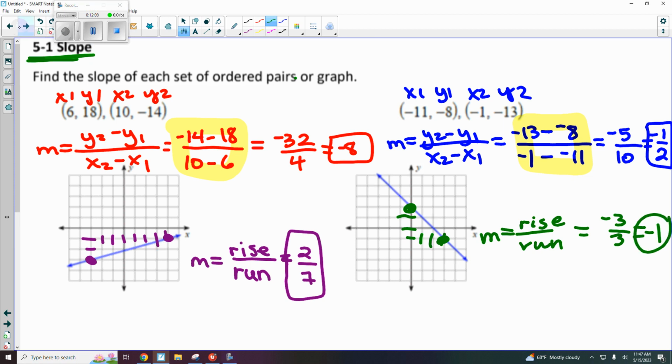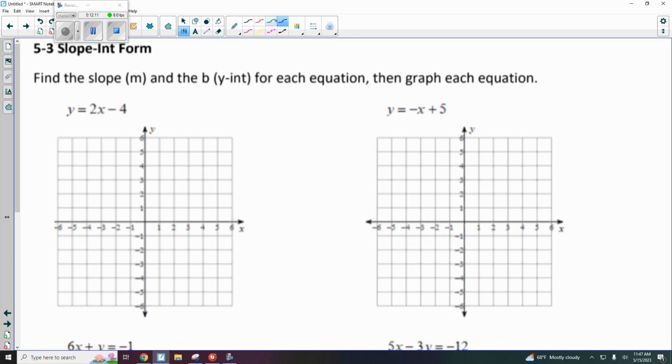Right. So for 5-3 slope-intercept form, we're asked to find the slope and the y-intercept, so find the m and the b for each equation, then graph each equation. So your first one already looks like slope-intercept form, it's already in that y equals mx plus b form. So when it looks like slope-intercept form, you're good to just find your m and your b. So what's our m for this one? You got 2, and we put all whole numbers over 1, so 2 over 1. What's our b?